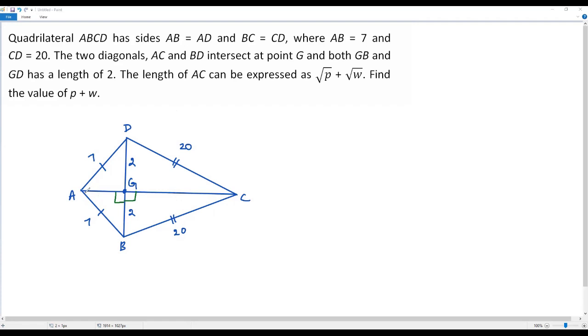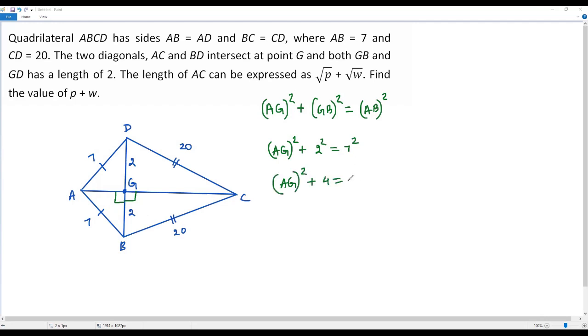First, let me consider the right triangle ABG. In this right triangle, we know that AB is the hypotenuse because it is opposite the right angle. Let's write the Pythagorean theorem in this right triangle ABG. That is, the sum of the squares of the two legs, AG squared plus GB squared, equals the square of the hypotenuse, AB squared. For AG, I don't have the length, so let's keep this as it is. For GB, we have the length 2, so let me plug in 2 for GB, then we get 2 squared. And for AB, we have the length 7, that is 7 squared. Then we get AG squared plus 2 squared, which is 4, equals 7 squared, which is 49.